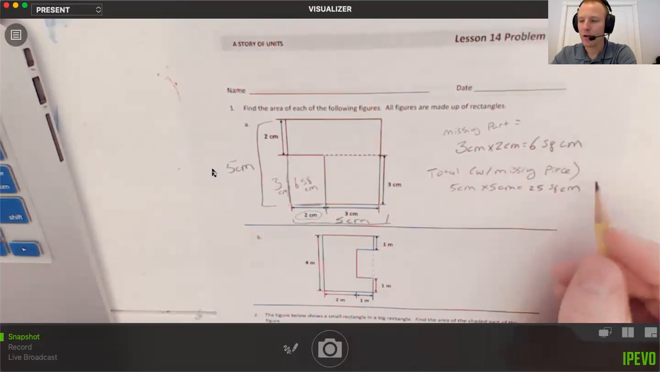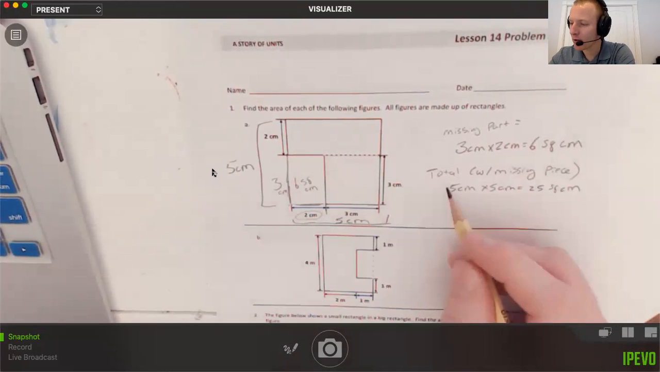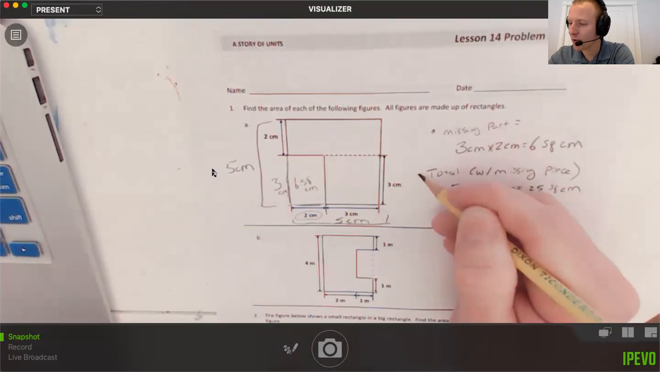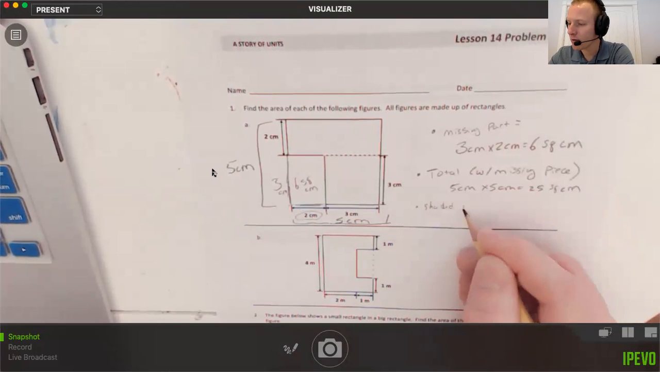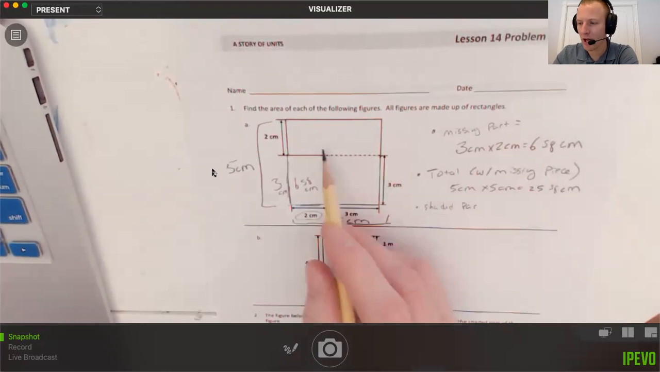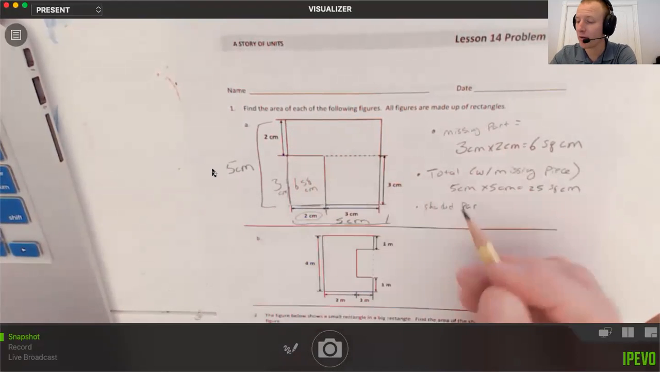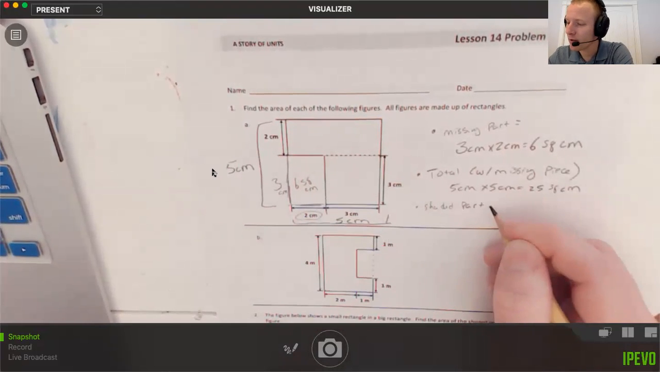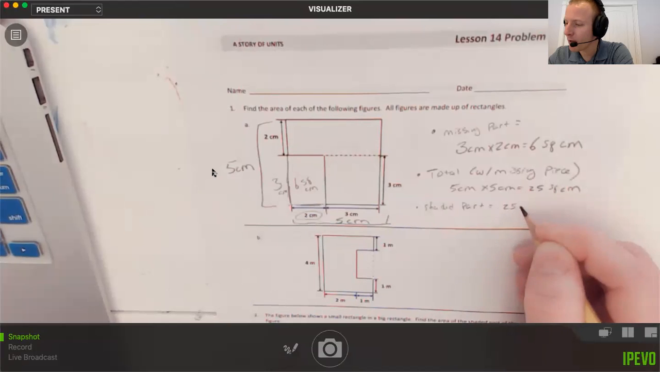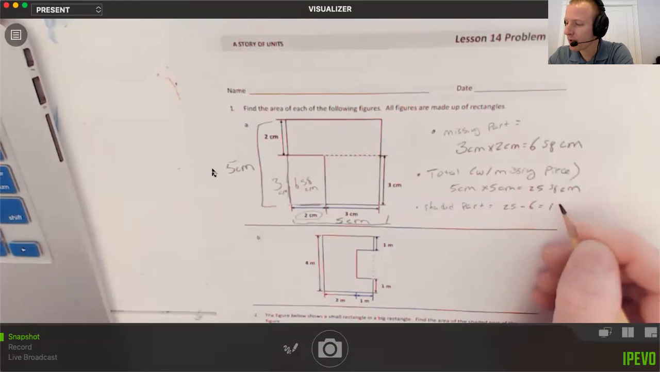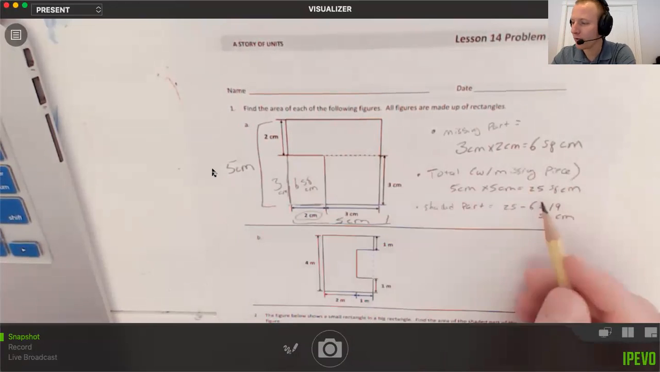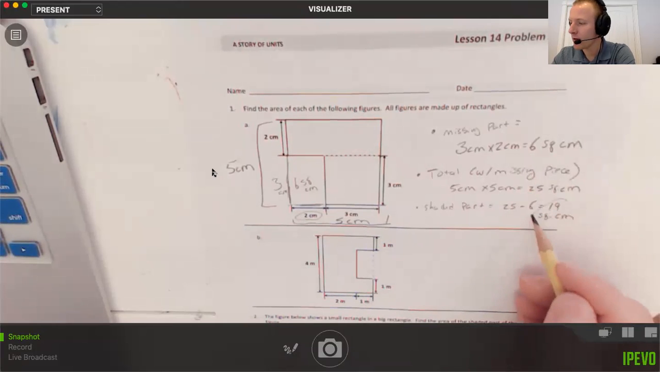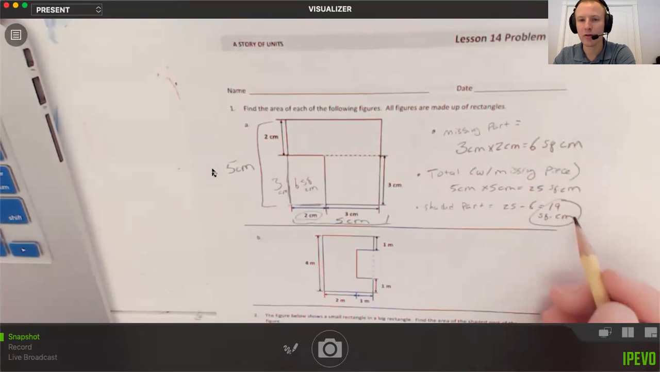So these are two things I figured out so far. The shaded part, it's probably hard to tell in the video, but this is technically shaded. It's very lightly shaded, but it is shaded. It equals 25 minus 6 equals 19 square centimeters. And that's the area of the shaded part, this right here, 19 square centimeters.